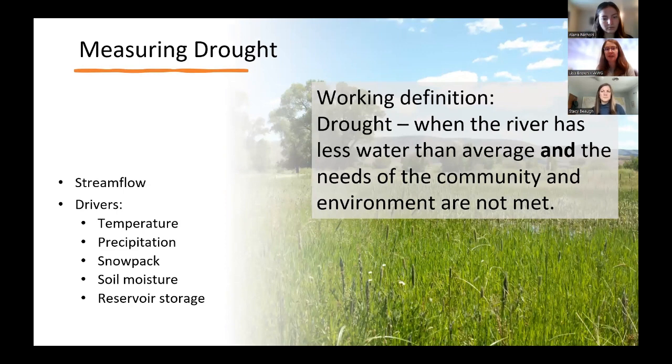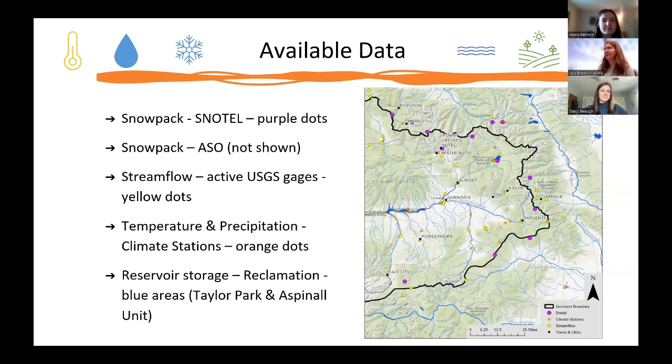Does anyone have any other comments on that working definition of drought and our focus on stream flow and then the drivers that go into it? Okay, on the same page, perfect.